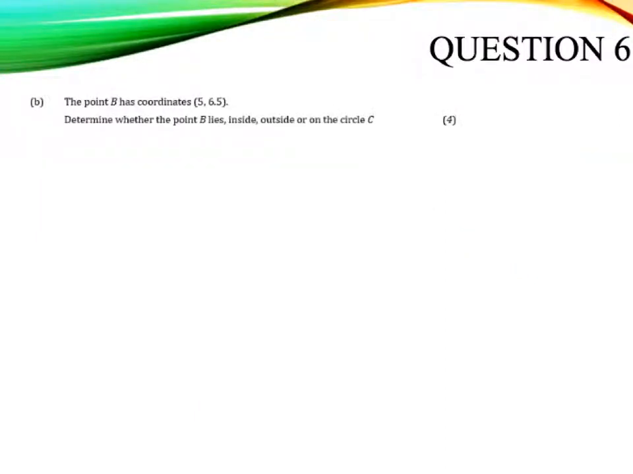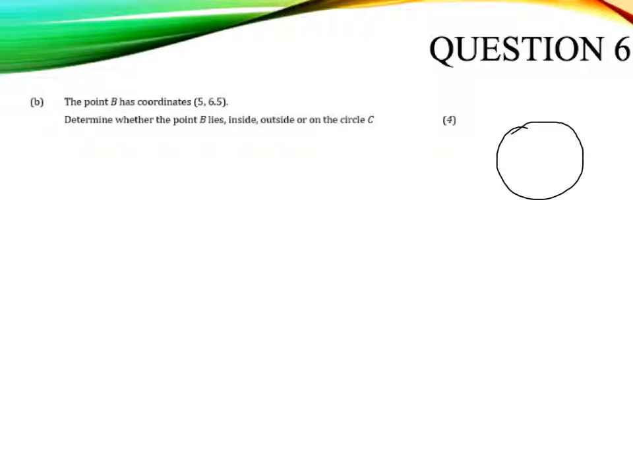Okay, so part B says the point B has coordinates 5, 6.5. Determine whether the point B lies inside, outside, or on the circle. Now we could go about this doing various different ways. If I just do a quick sketch of what's going on here.